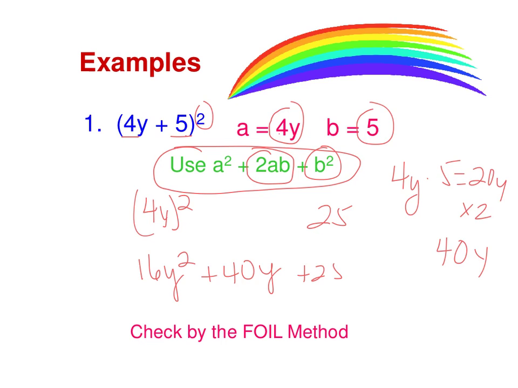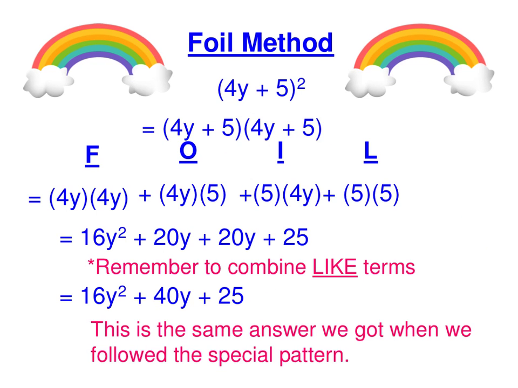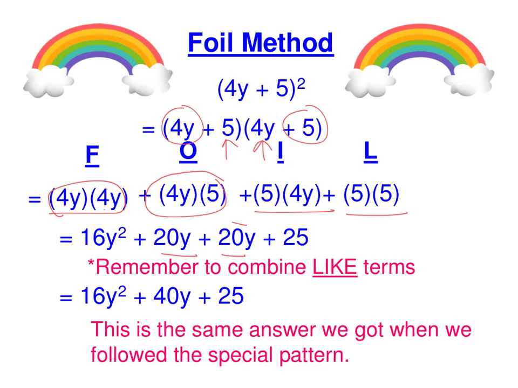Now we're going to check that by foiling. We do our first times first, so there's what we get when we multiply our first terms together. Our outer, the two furthest away from each other, then our inner, the ones on the inside, and finally last times last. When we combine our like terms, we get the same thing we got before. So it's just a little shortcut. You can still FOIL it out and you're going to get the same answer.